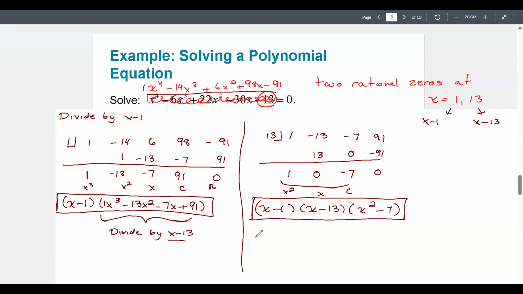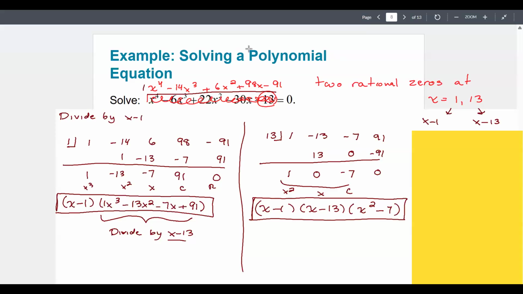Okay. So now that we're at this part, let me make a little space for us here. All right, so we're looking at this. We had x to the fourth minus 14x cubed plus 6x squared plus 98x minus 91 equals 0 to solve.